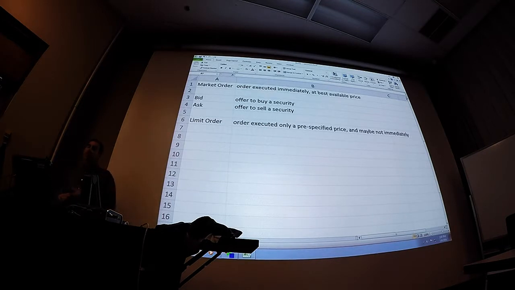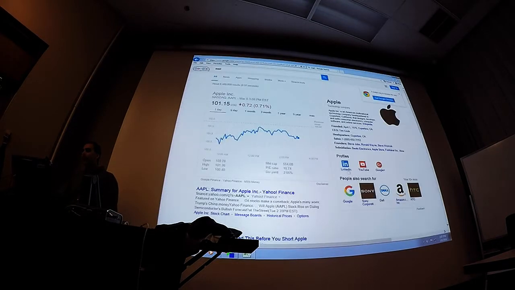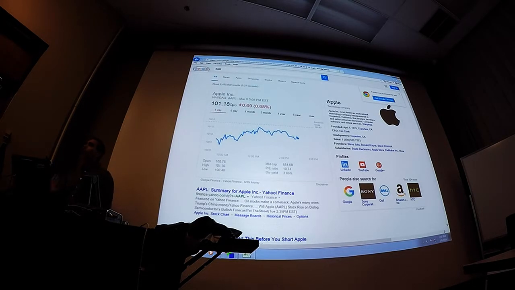Now, if we submitted a market order to buy Apple right now, we'll get whatever the best order is that's out there on the limit order book, which right now, if I take a quote for Apple, looks like this. So right now, the price you would get is roughly 101.18. So if you want to execute your order immediately, you don't get to buy Apple for $100. You've got to pay a little bit more. You've got to pay 101.18.